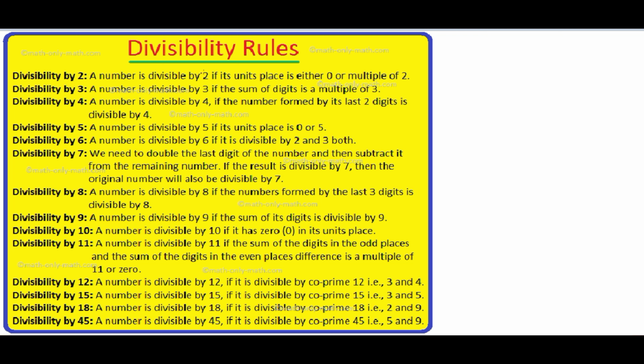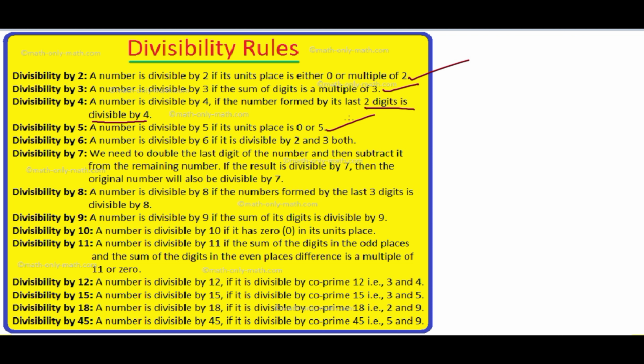Divisibility by 2: a number is divisible by 2 if the unit place is either 0 or a multiple of 2, meaning just an even number. A number is divisible by 3 if you add all the digits and that sum is a multiple of 3. For the 4 you have to just check whether the last two digits are divisible by 4 or not. Next, a number is divisible by 5 if its unit place, or the last number, is 0 or 5.